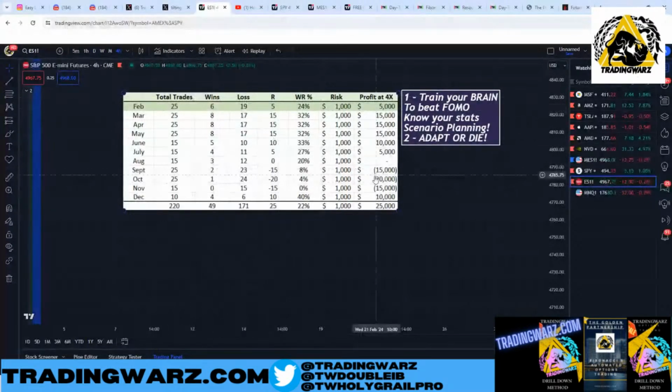And you can see here, if I win 8 and I lose 17, 15 grand. If I win 5, 10 grand. If I win 4, 5 grand. Now, if I'm winning less than 4, I get into the red. And I planned this all out based on my data, based on statistics, based on years of trading.